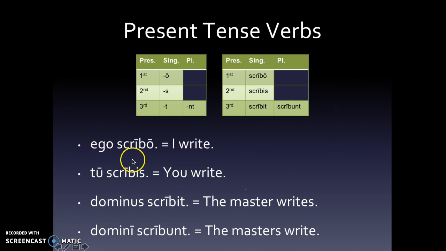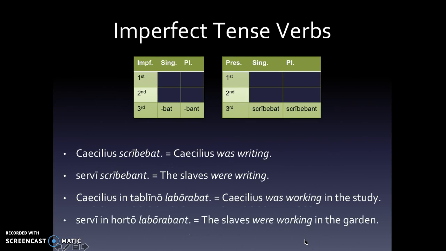All right, so ego scribo, I write. Tu scribus, you write. Dominus scribit, the master writes. Domini scribunt, the masters write. Okay, one of our new tenses is called the imperfect tense. Imperfect means it's something that happened in the past over an extended period of time. It wasn't just a moment in time. It happened for a length of time.